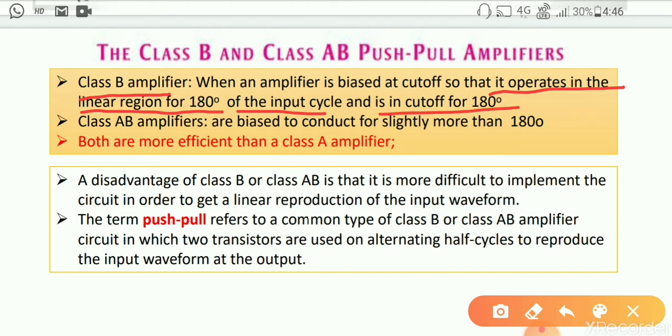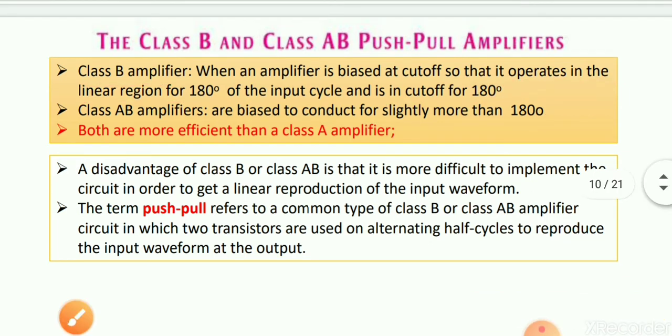For the AB type of amplifier, it is biased to conduct for slightly more than the 180 degree. Both are so effective for the efficiency, and for this reason this is better than the class A type of amplifier. But there are also some disadvantages, and for this reason this can be recovered by using a push-pull type of configuration.